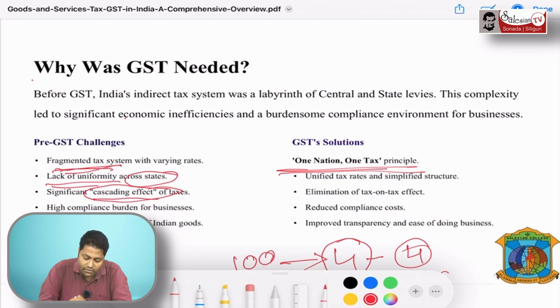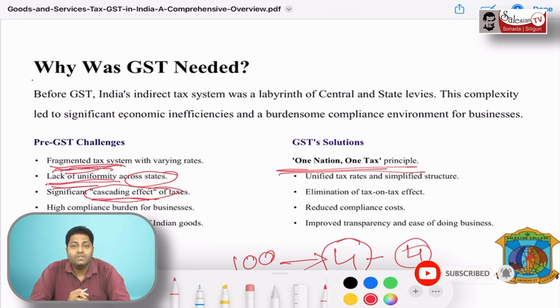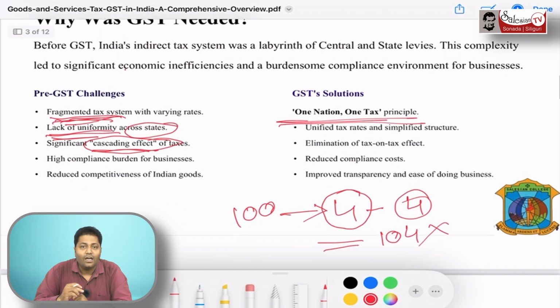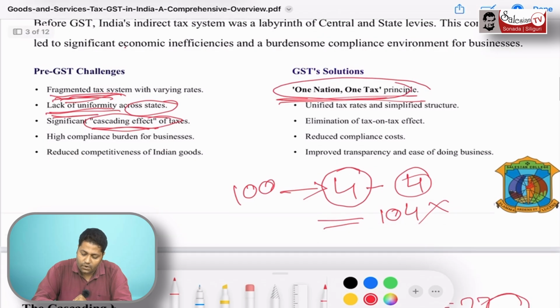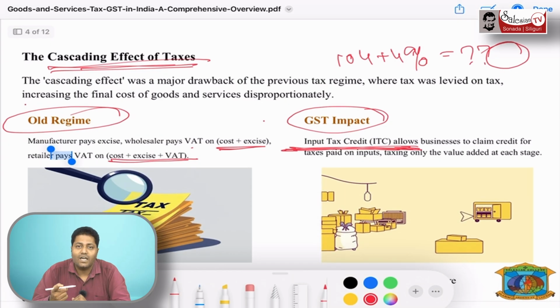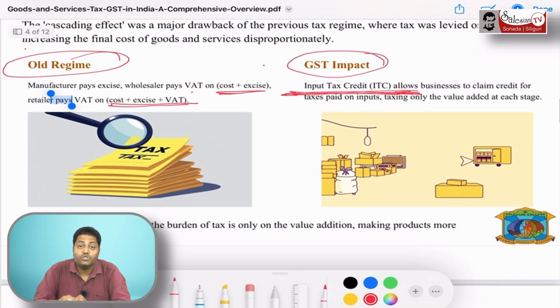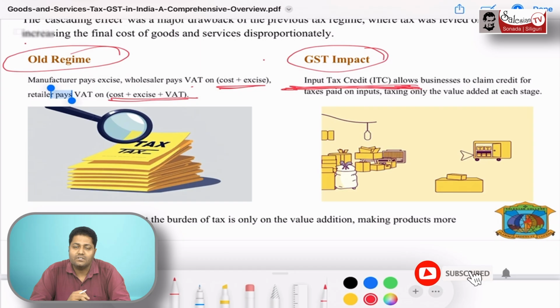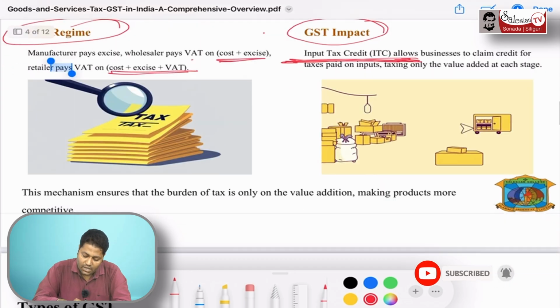Next, why was GST needed? Because a cascading effect was there. Why? A fragmented tax system was there. Why? Lack of uniformity was there. So what was the solution? The solution was GST, which makes the one nation, one tax principle. Next, we have studied about the cascading effect, that means the tax on tax effect. The solution was the input tax credit system, and the solution was GST. Because of GST, the input tax credit system came.